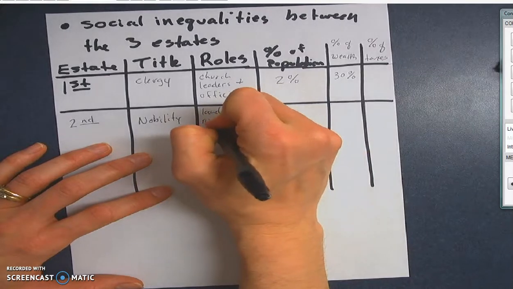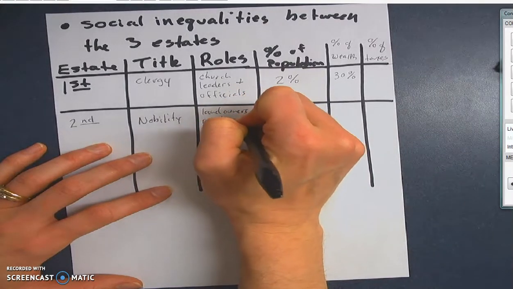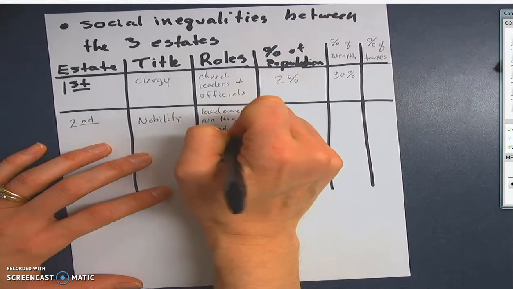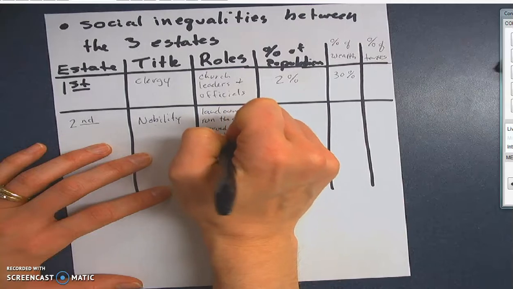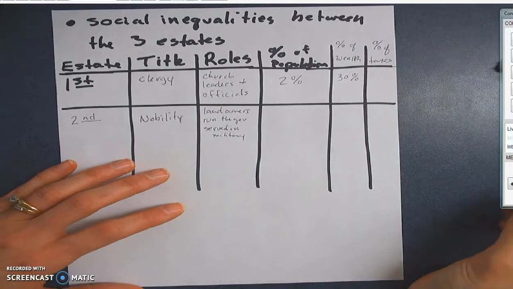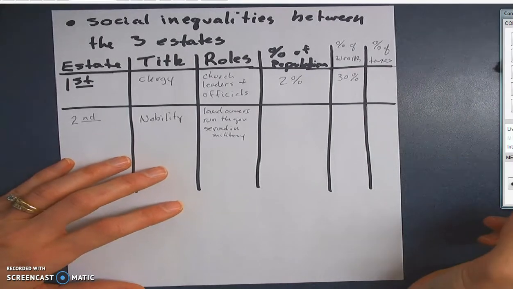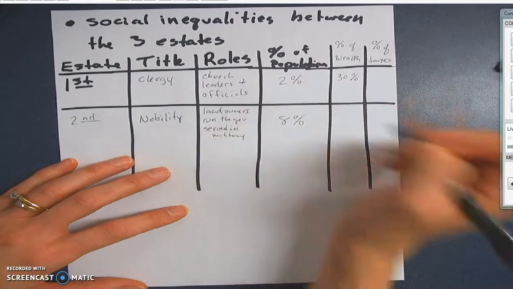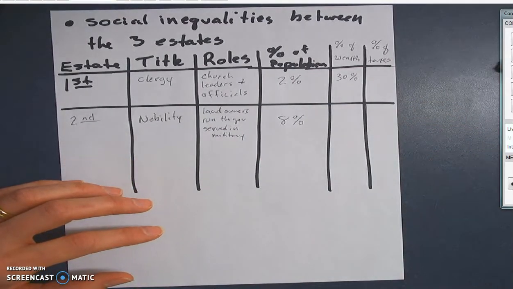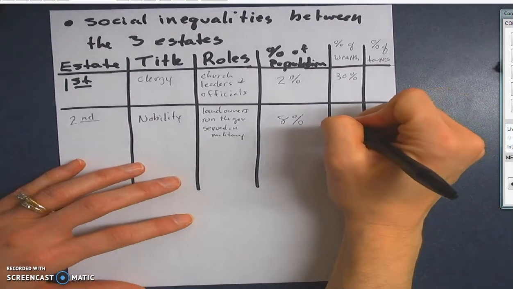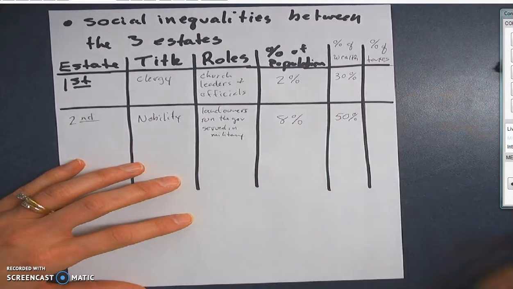They ran the government and served in the military. They make up roughly about 8% of the population. And they control nearly 50% of the wealth.